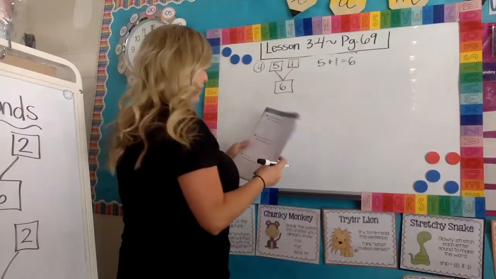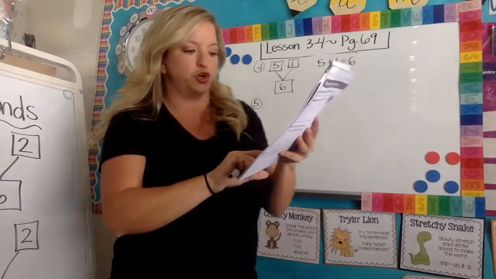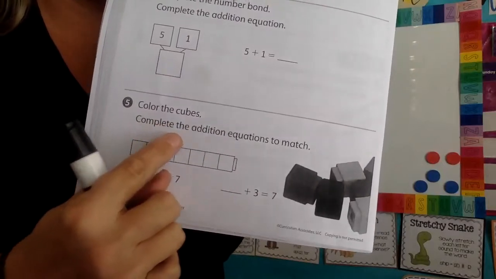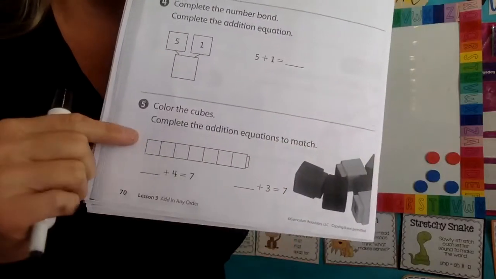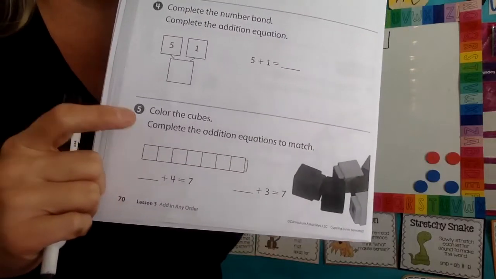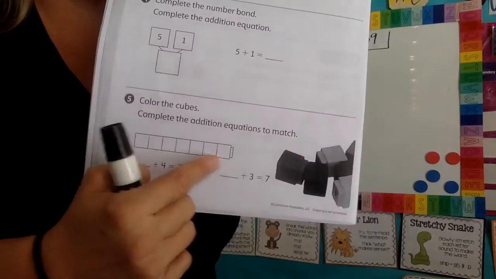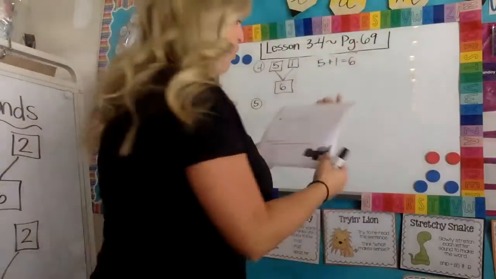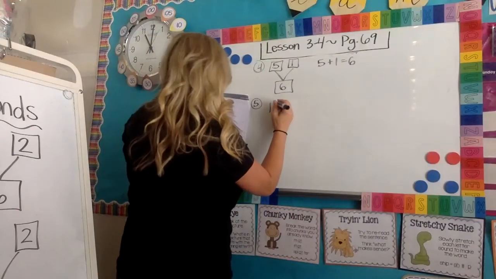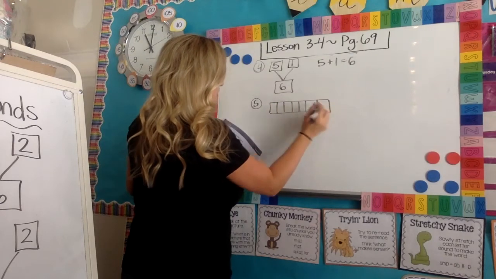So if you need to draw dots, do it. It'll help you. Okay. Number 5 says, color the cubes. Complete the addition equations to match. So this could go either way. You can use either a light colored marker like yellow or orange. I wouldn't use a dark color because then you might miss the lines. Colored pencil or crayon, or you can just do your pencil. So I'm going to go ahead and draw my cubes so mine looks like yours. 1, 2, 3, 4, 5, 6.